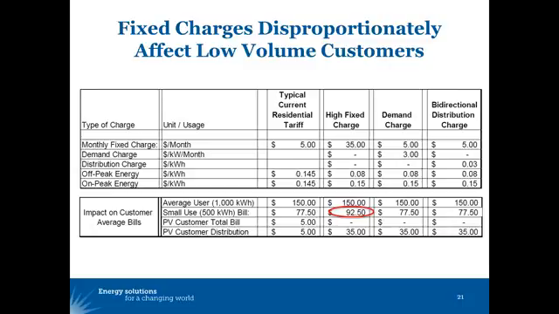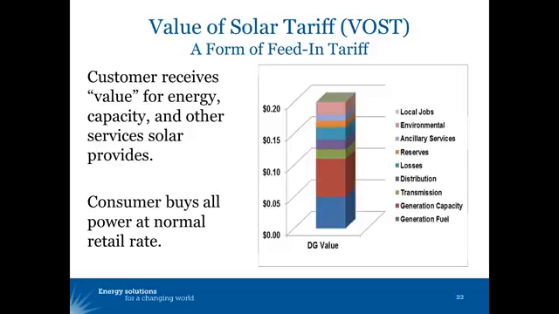They're not as able to lease a solar system as a homeowner is. So these small users are most likely to be the have-nots, and concern about them makes using the high fixed charge approach the least attractive of the options for recovering distribution costs. Now I'm going to turn to the value.